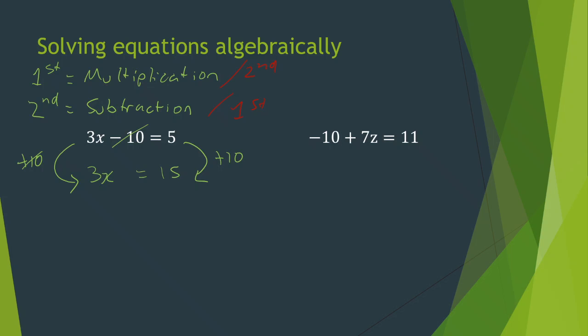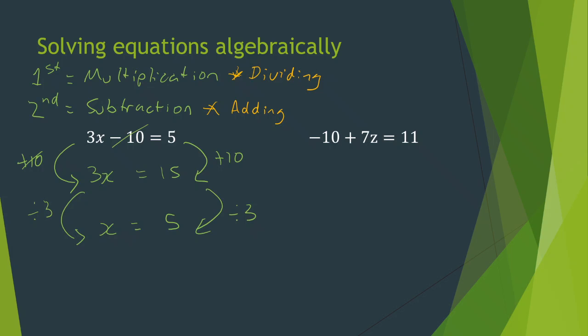Now we can worry about getting rid of the multiplication. So that means the opposite of multiplication is division. So I'm going to divide both sides by 3. And that's going to give me x on its own and 5. So let's just backtrack a little bit. We realized that the equation was made up of first multiplication and then subtraction. So what we did was we cancelled out the subtraction by adding, and then we cancelled out the multiplication by dividing.